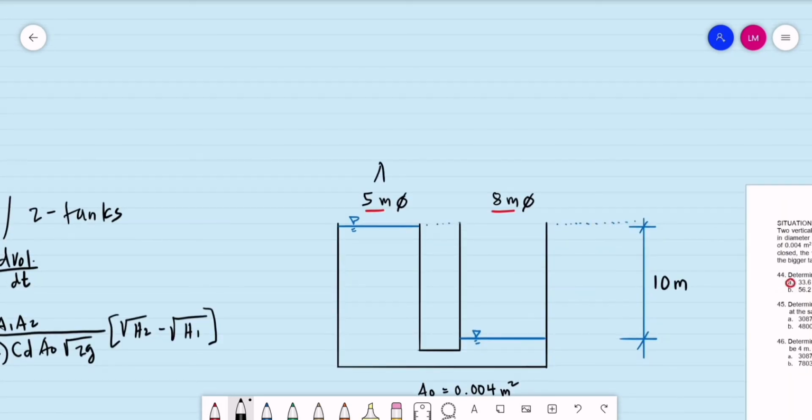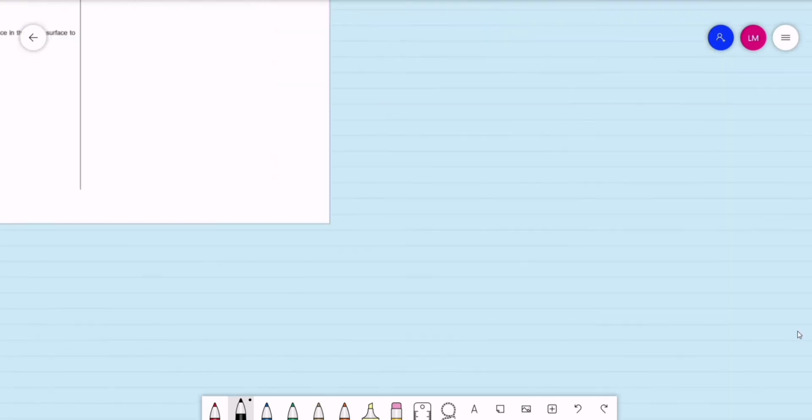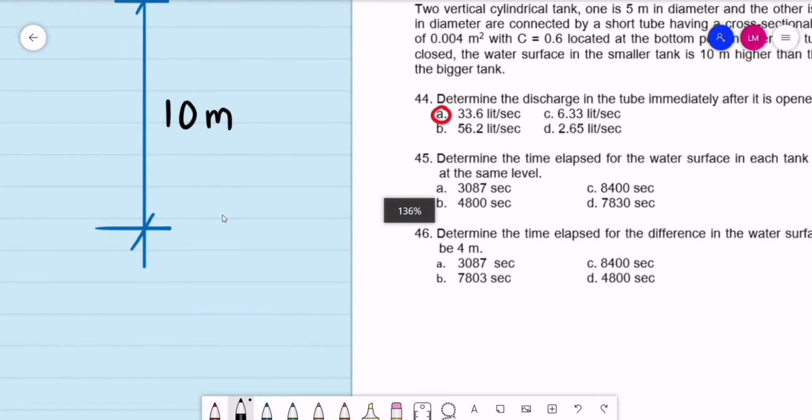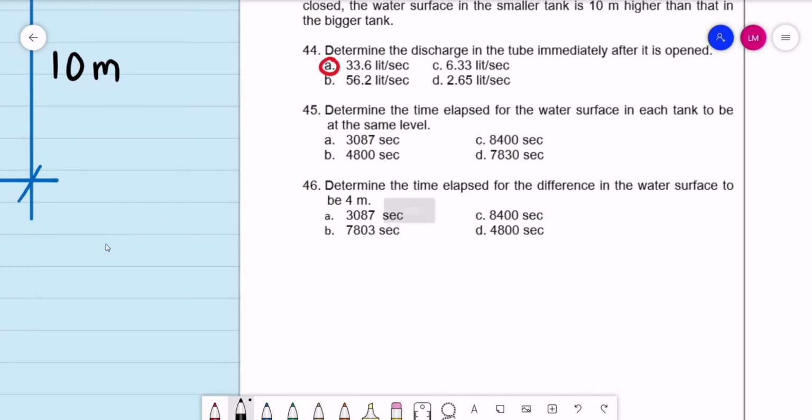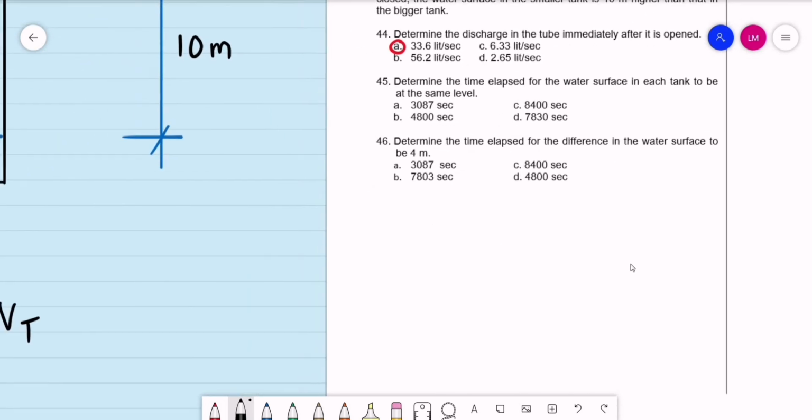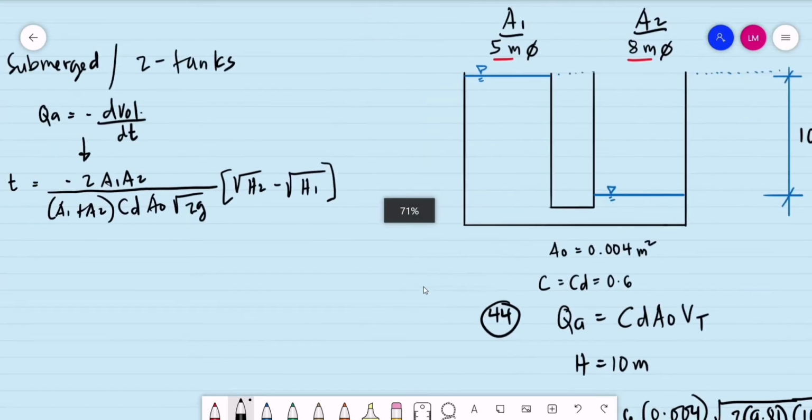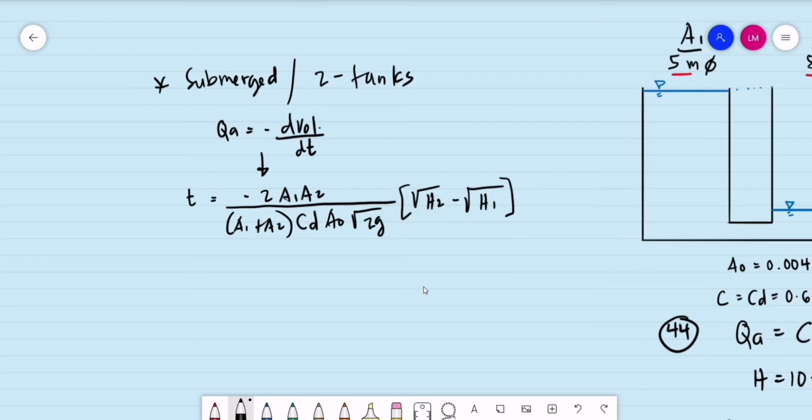So obviously, ito yung magbibigay ng area 1. Ito naman yung magbibigay ng area 2. So the first tank and the second tank. So sabi niya sa number 45, the time elapsed for the water surface in each tank to be in the same level. So ano yung magiging initial head natin?